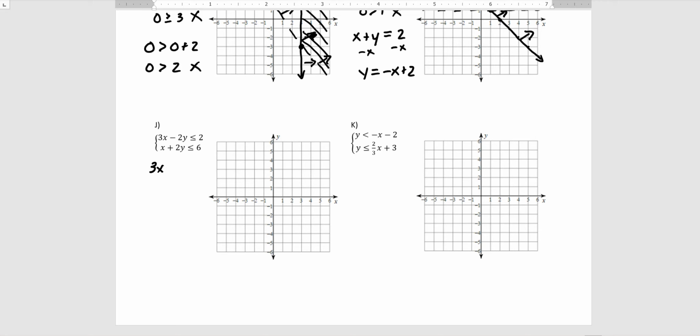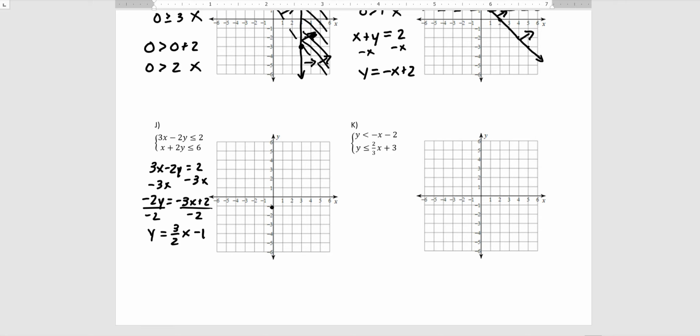So I have 3x minus 2y equals 2. I'm going to subtract 3x. I get negative 2y equals negative 3x plus 2. Divide by negative 2, divide by negative 2. So I get y equals 3 halves x minus 1.